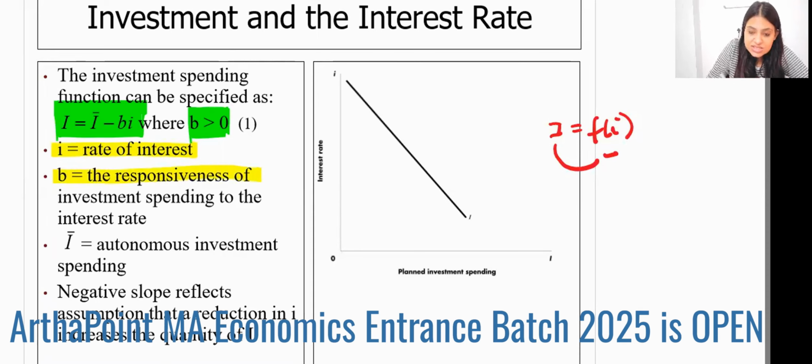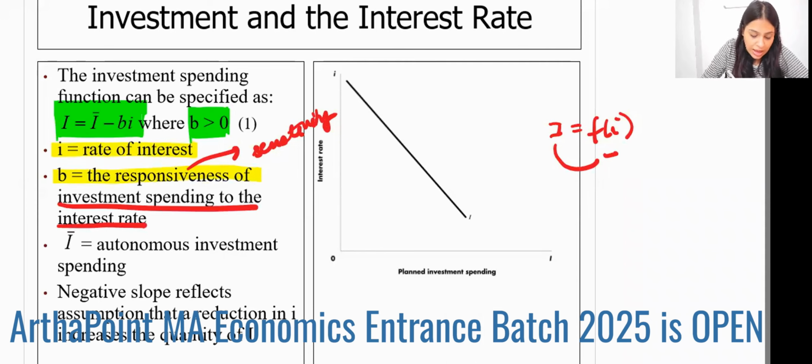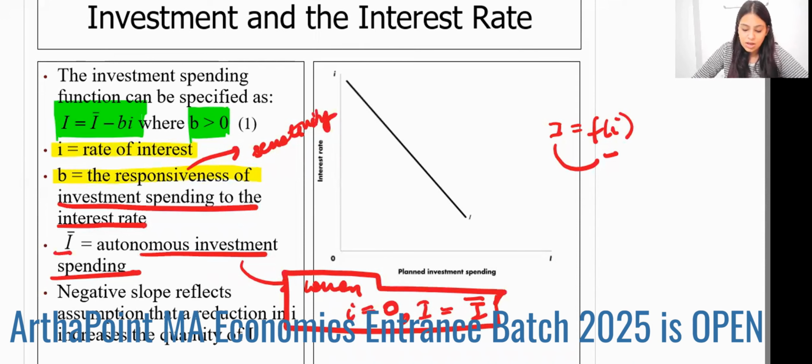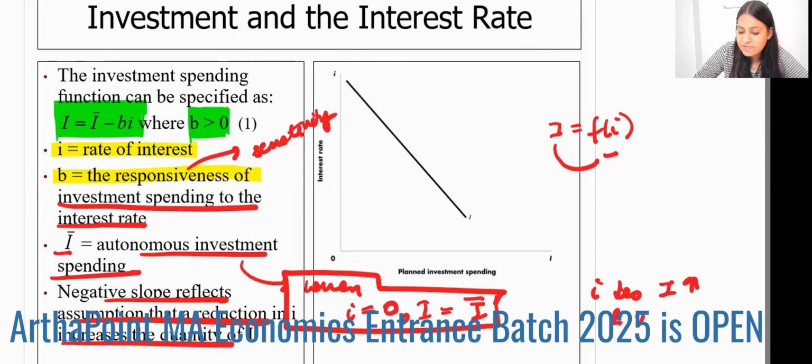b is the sensitivity, or the responsiveness, of investment to the interest rate. I bar is the autonomous investment spending. So when the interest rate is 0, then investment is equal to I bar. Now, the negative slope just reflects the assumption that as the interest rate decreases, investment increases and vice versa. So there is a negative relationship between the interest rate and investment.